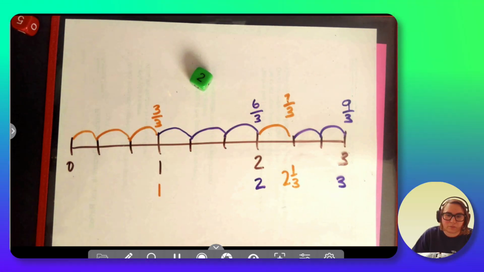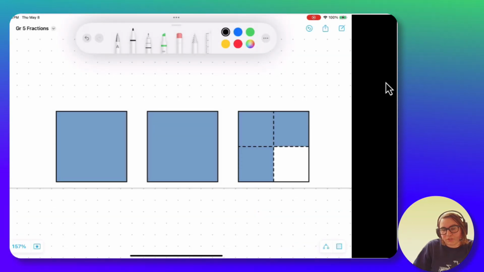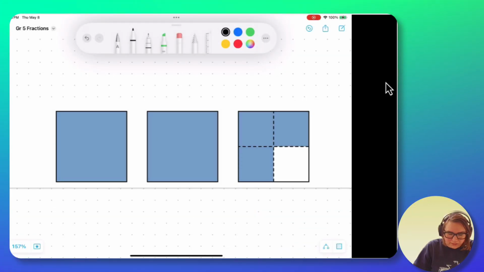They are equivalent ways of representing the fraction. The next part of this lesson involves us showing this image to our class. This image comes from Mathology. We want to ask them as a whole class, what do you notice?